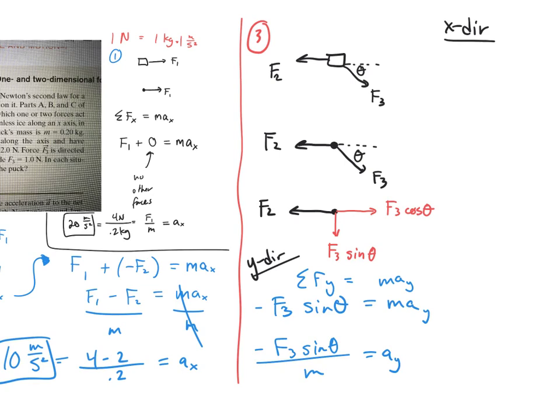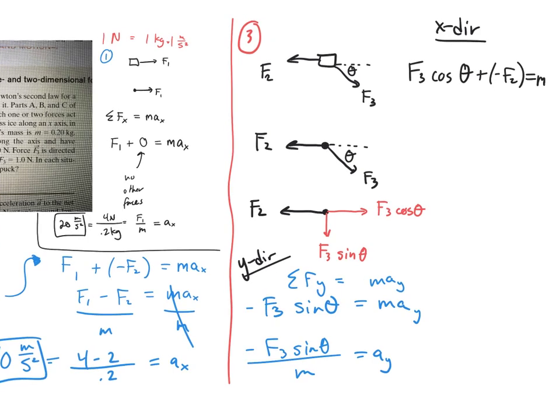F3 cosine theta and F2. Okay. And how would I write it as an equation then? One is pulling right, one is pulling left, so what do I write? F3 ... Very good. Equals ma. Yes. Very good. Okay, so that's my equation in the x direction. And then I want to solve for acceleration, so I go ahead and divide by mass.